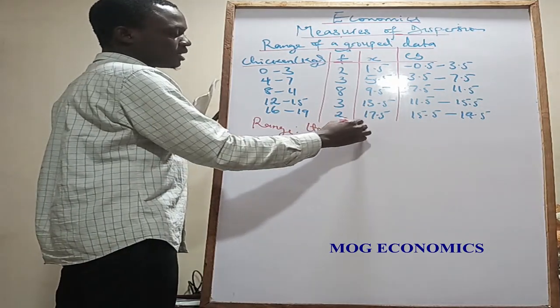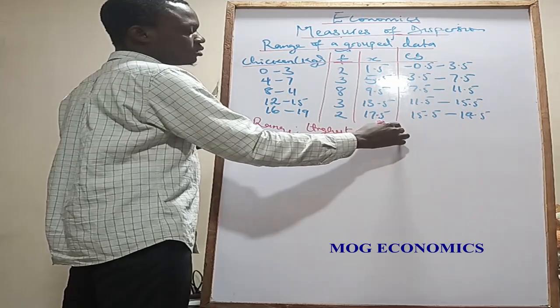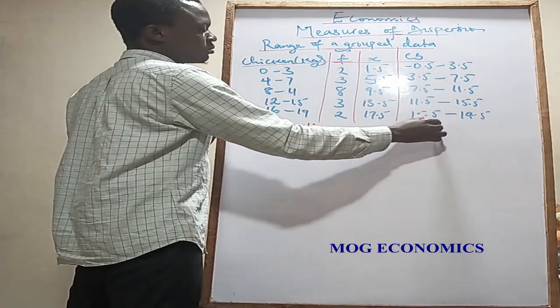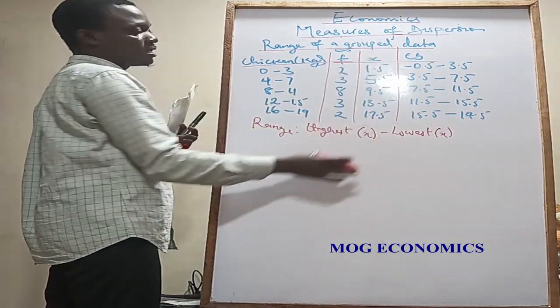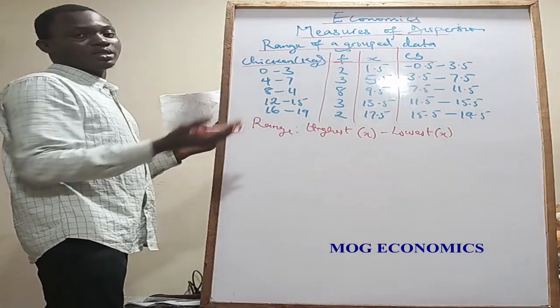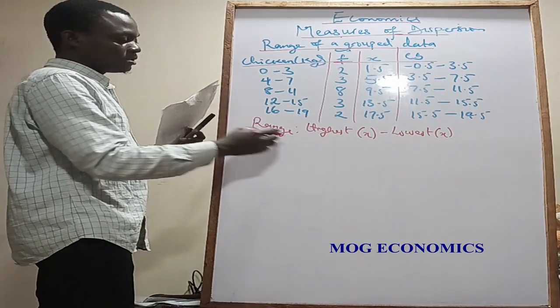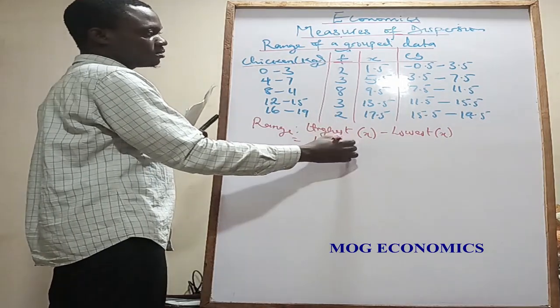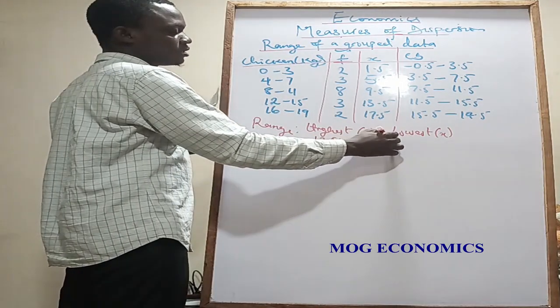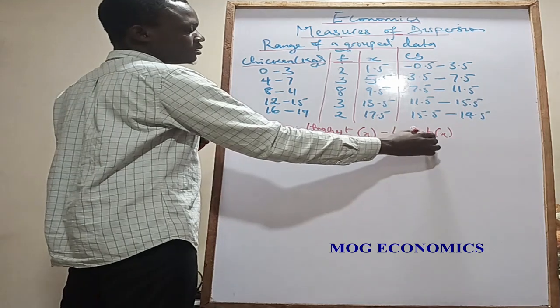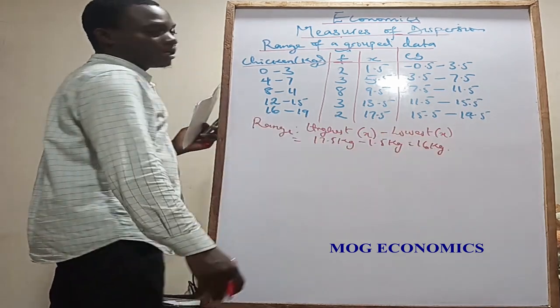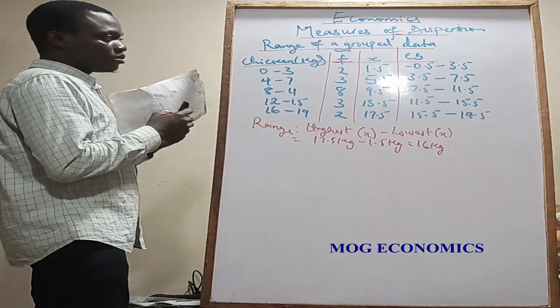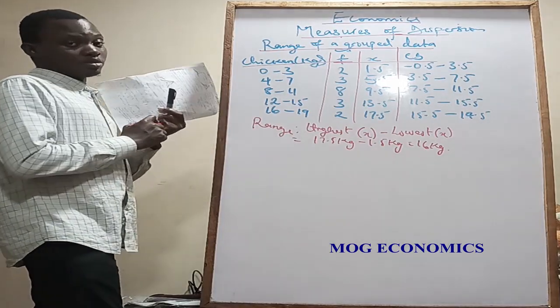Okay, let me just call it highest x minus the lowest x. So I've calculated the class mass, because we've been used to this data, chicken in kilograms, remember from the last lesson. So this is going to be 17.5 kg minus 1.5 kg. So that'll be 16 kg. All right.